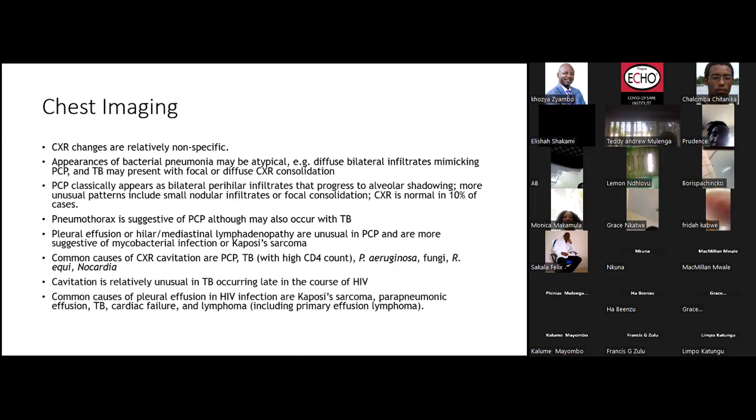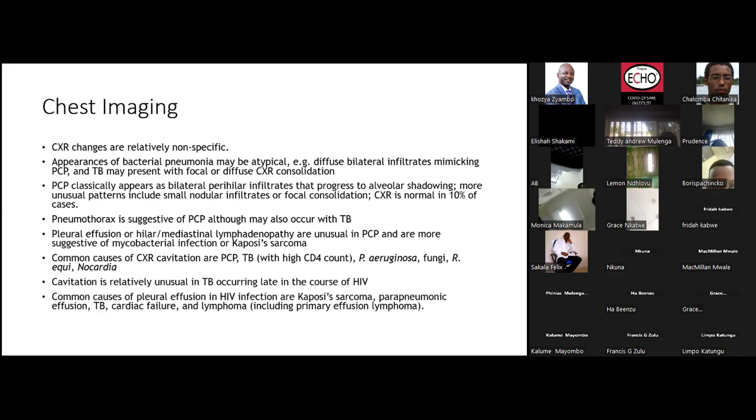You can also have complications, for instance, pneumothorax usually can happen in PCP, pleural effusions happen in TB or in advanced Kaposi sarcoma. Then also cavities in HIV. Remember that we don't usually see TB causing cavities in HIV, but things like Pseudomonas, Rhodococcus, and Nocardia, and even PCP can cause cavitation.